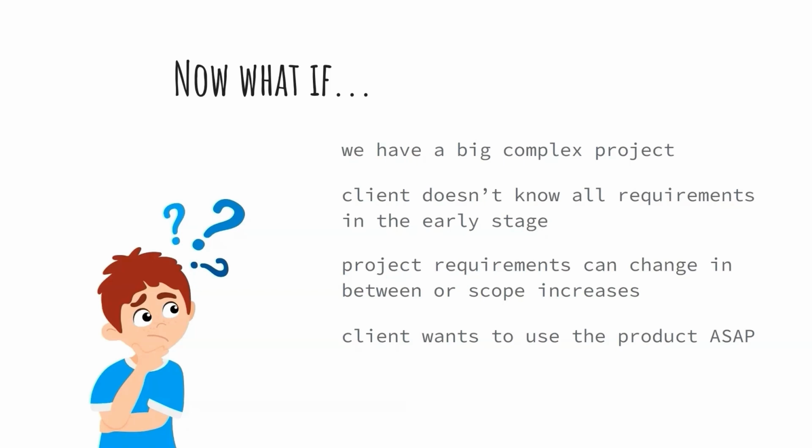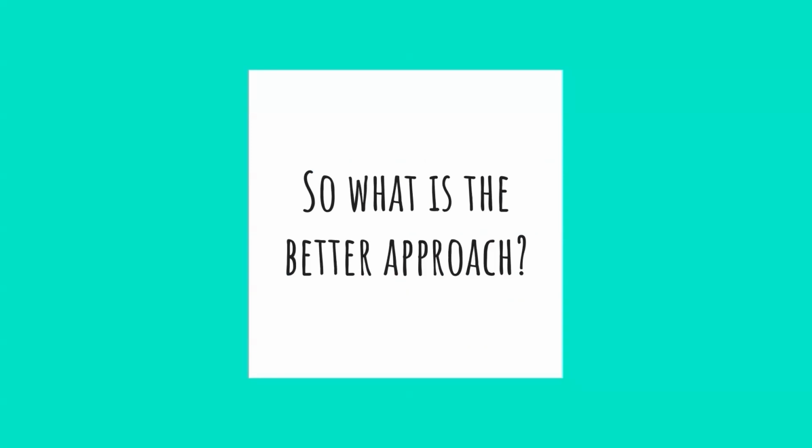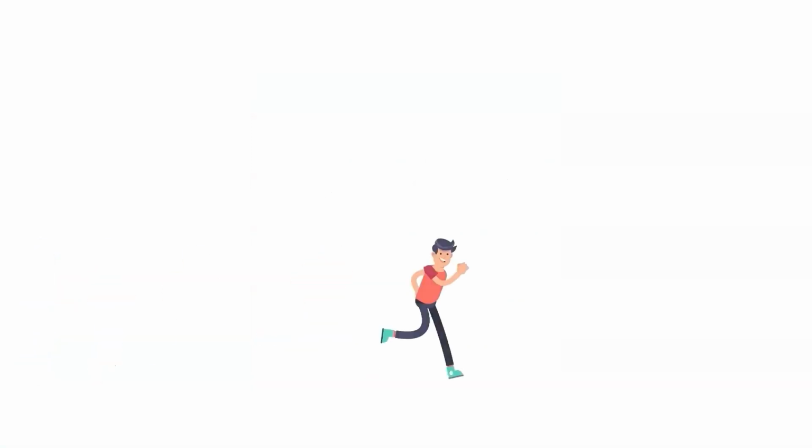Now, what if we have a big complex project or the client doesn't know all requirements in the early stage? Or project requirements can change in between or scope can increase, or the client wants to use the product as soon as possible. So what is the better approach? Agile is delivering something close in short cycles, also known as iterations.